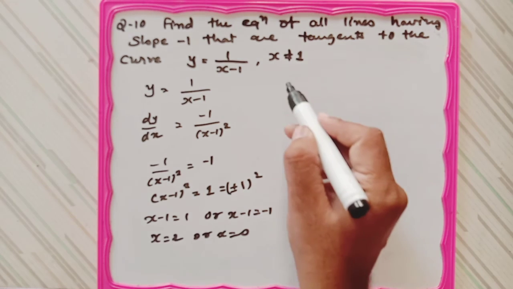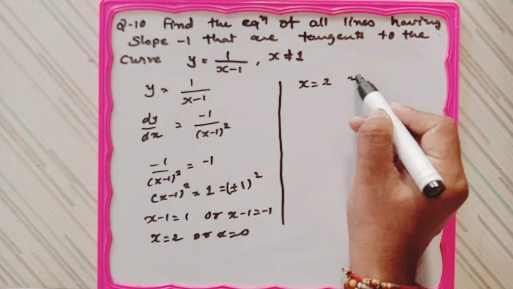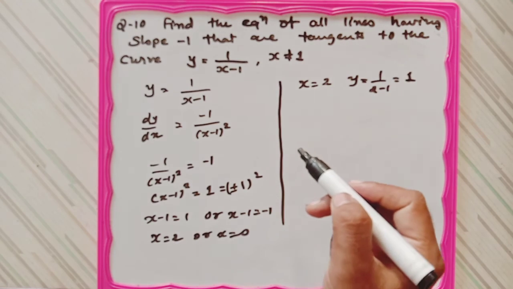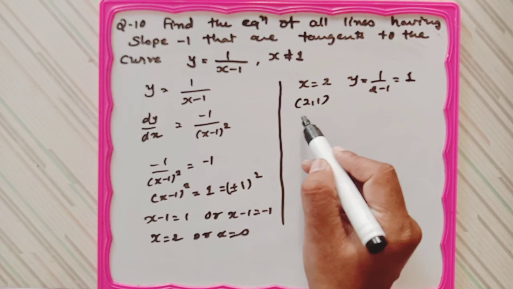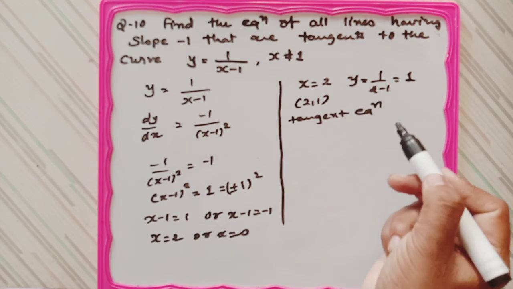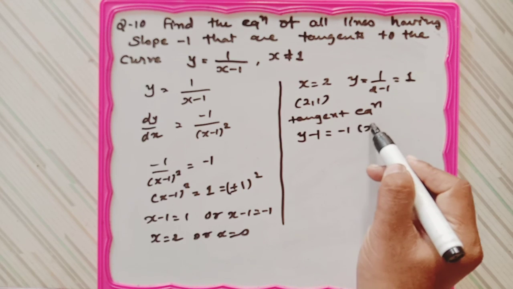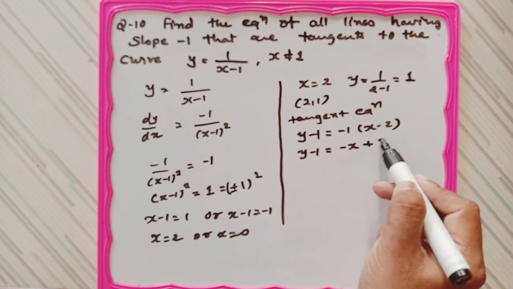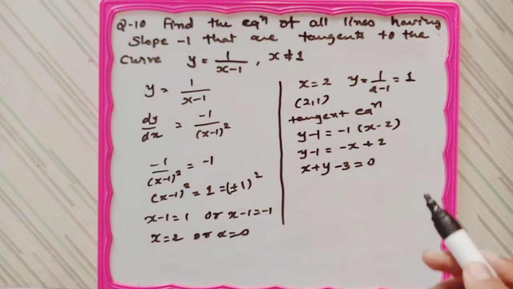So x equals 2, we take, and y equals 1 upon (2 minus 1), which is 1 by 1, it is 1, so we have (2, 1), and so the tangent equation at (2, 1) will be y minus 1 equals slope minus 1 into (x minus 2), so y minus 1 equals minus x plus 2, and so it is x plus y minus 3 equals 0.